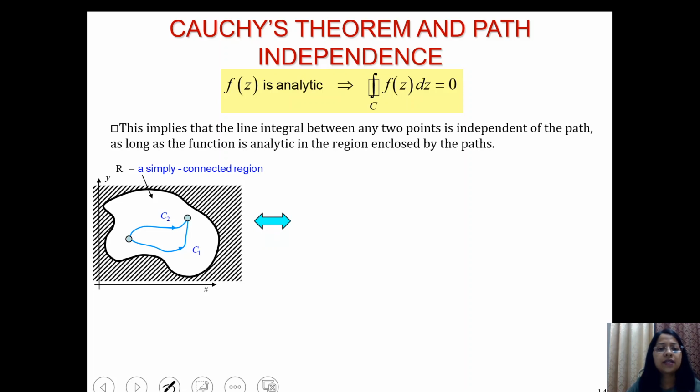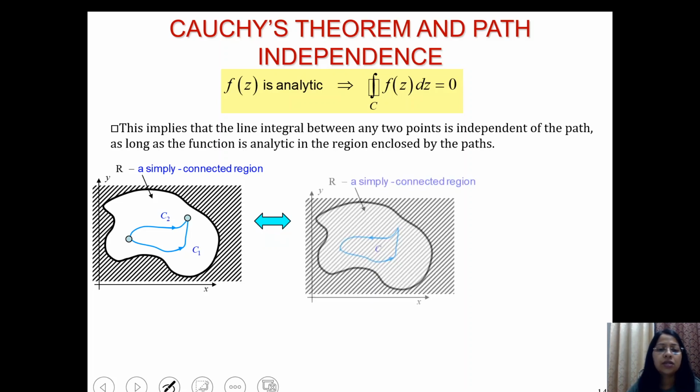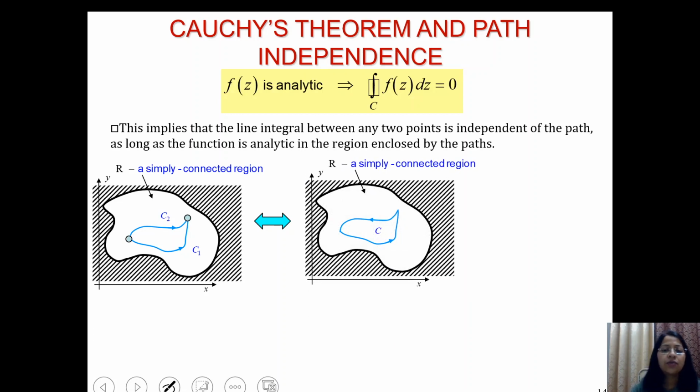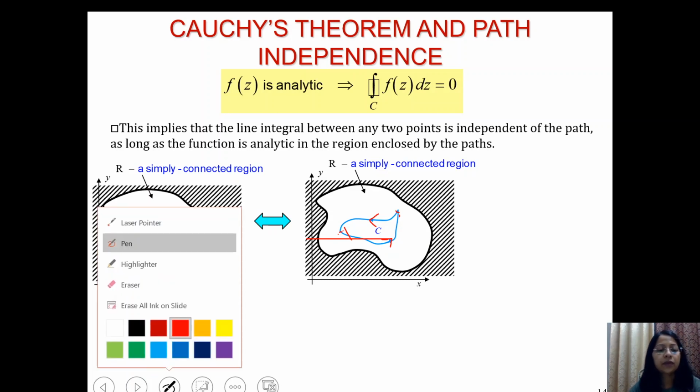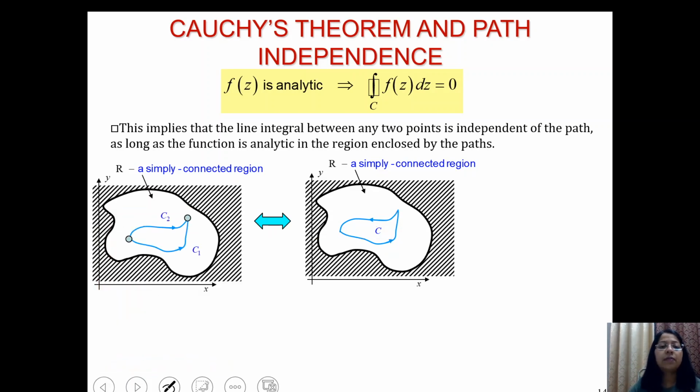So as long as the function is analytic in the region enclosed by the paths, whatever path we follow, if this is point A and this is point B, and the points remain the same here, if we move from A to B and A to B following these two curves C1 and C2, and then B to A following these curves in this manner in a closed curve C, then the integration is going to be the same, right?